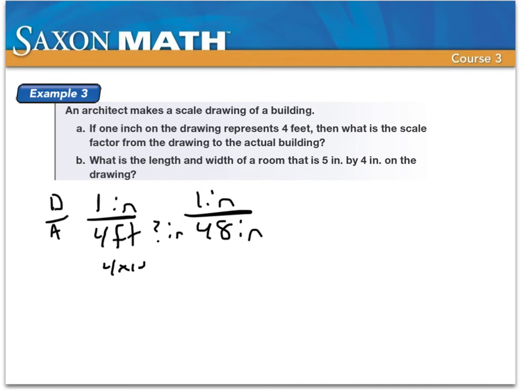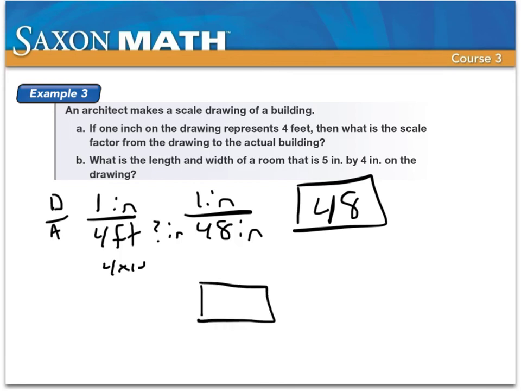So my scale factor then is 48 from the drawing to the actual building, because I take 1 times 48 to get to the actual size. So the scale factor is 48. So the actual building is 48 times bigger than the drawing. What that means is in part B, if I have the length and the width of a room, that's 5 inches by 4 inches, I want to know how that compares to the actual building.